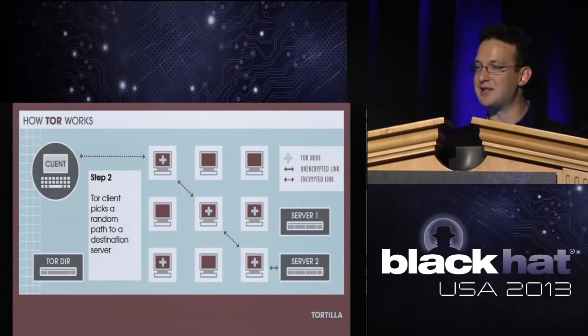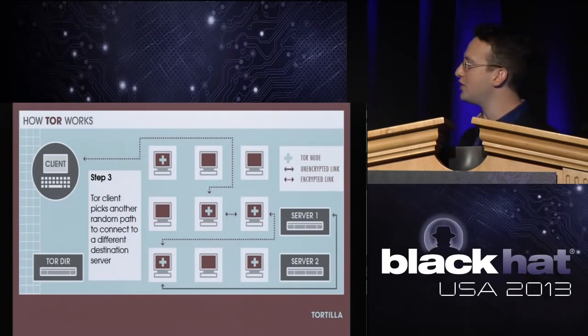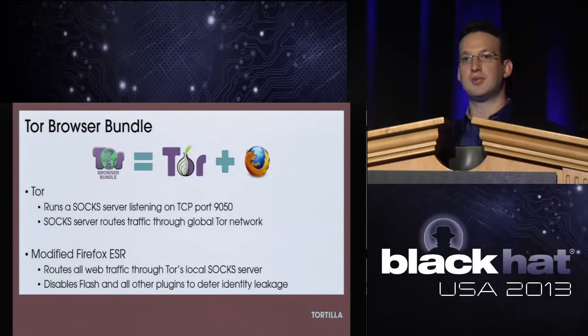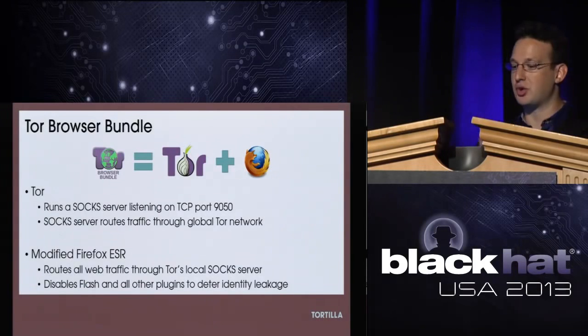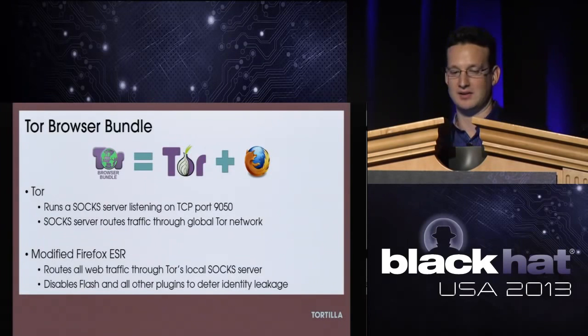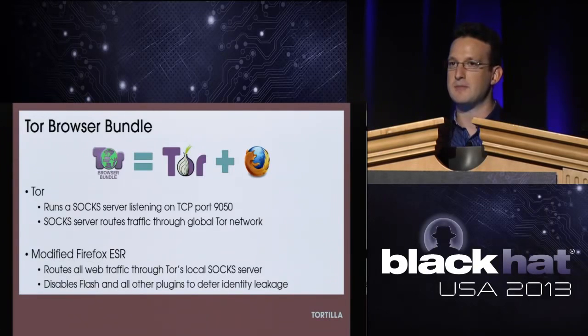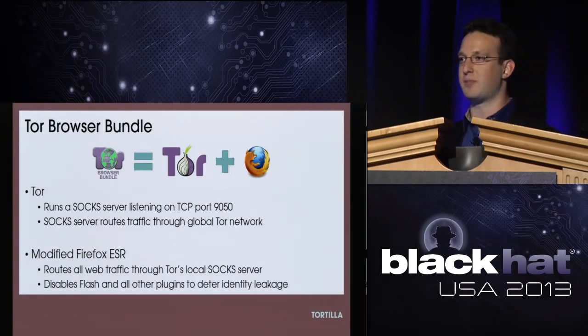Now, if later on the client wants to connect to a different server, then the client chooses a different route through the Tor nodes to reach that other server. Now, when most people nowadays use Tor, they do it through something called the Tor browser bundle. The Tor browser bundle consists of both Tor and a modified version of Firefox. So Tor, the client itself, runs a SOCKS server listening on TCP port 9050 and allows connections to be made to that SOCKS port, and any connections that run through that SOCKS port are automatically routed through Tor.